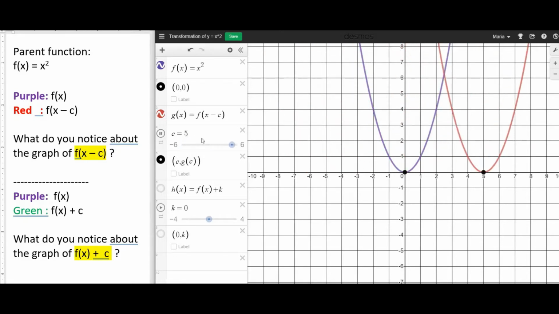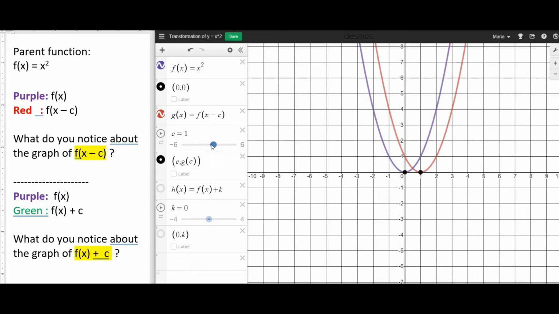Right now I have the value of c animating from -6 to +6. That makes my head dizzy, so let me go ahead and pause. Let me set it to c equals 0. If c equals 0, x minus 0 is still x, so we're back at the parent function, or f of x. I can see the animation side to side, but that's a little bit too fast for me, so let me manually move it. What would happen to the graph if c equals +1?